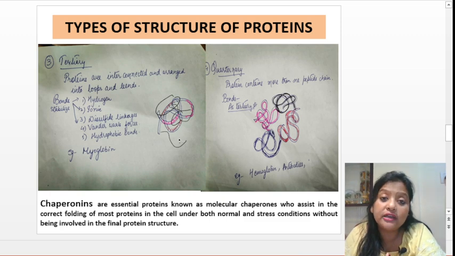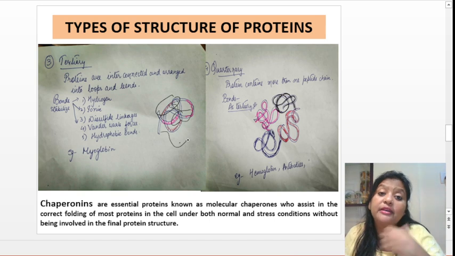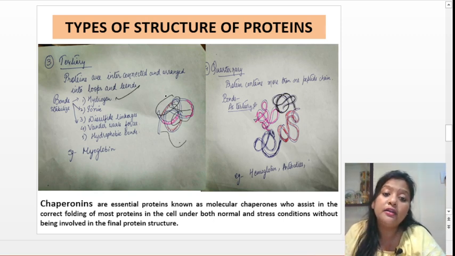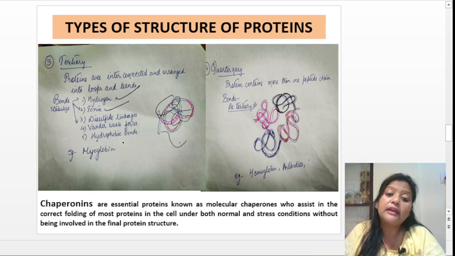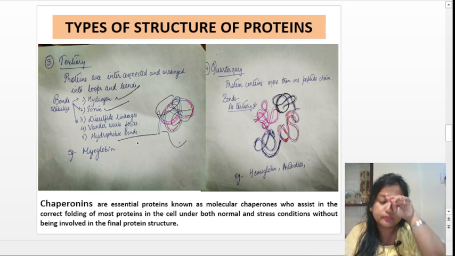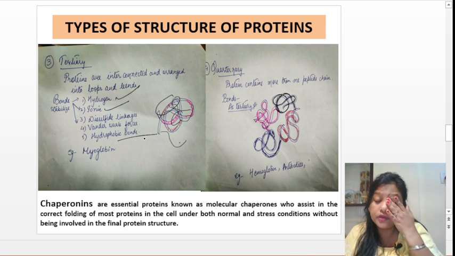In this tertiary structure, there are five types of bonds which stabilize these structures. What are those bonds? Hydrogen bonds, formed between O and H or H and N. The ionic bonds, which are formed between charged polar molecules. Then disulfide linkages between two sulfur atoms. Then van der Waals forces. Hydrophobic bonds are between the non-polar molecules.